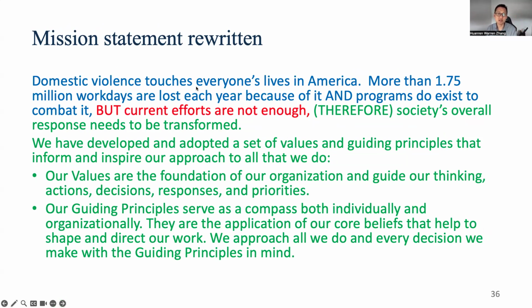Domestic violence touches everyone's lives in America, right? So this is something that almost everyone can accept, and also point out some statistics, some facts that no one can refuse. More than 1.7 million workdays are lost each year because of it, and programs do exist to combat it. Right? So that's the background.